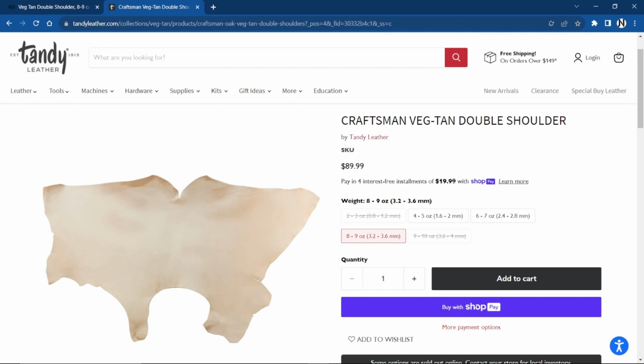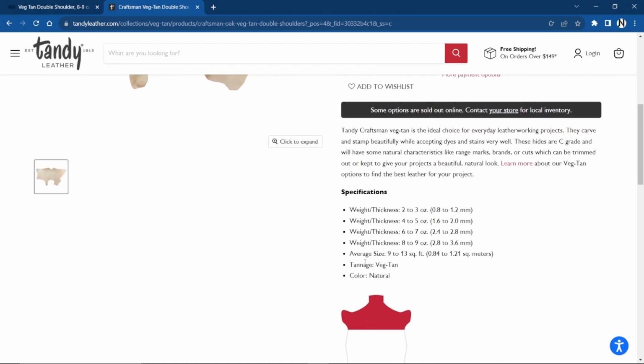But if we go over to a similar item on Tandy's website, all right, veg tan double shoulder 8 to 9 ounce, you just see a flat price here of $90. So how do you determine the price per square foot? It is not $90 per square feet. You actually have to scroll down and you will see that for these hides right here, average size 9 to 13 square feet. If you're not in the US, the meters are right here. You can go through the same process I'm about to show you to figure out the number that you need to actually calculate the price per square foot.